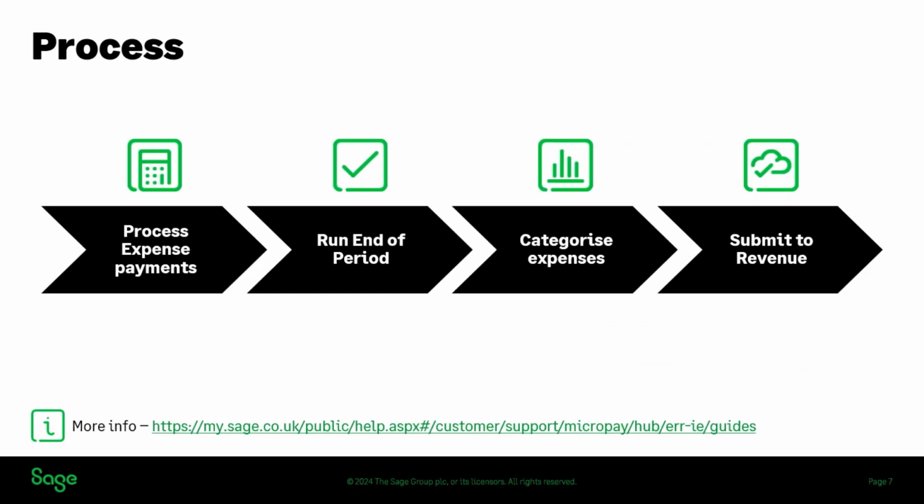I just want to recap the process for those of you that are using Sage Payroll to submit ERR. And obviously that's what we're going to focus on in the webinar today. So the current process is that you would enter expense payments in the time and pay screen. So you would configure payments as expenses, and that will flag an employee to be included in the submission. You run end of period, so you need to have finalized your payroll. And then you do a submission, which involves categorizing the expenses into the categories required by Revenue, and then sending that information directly from your payroll software.